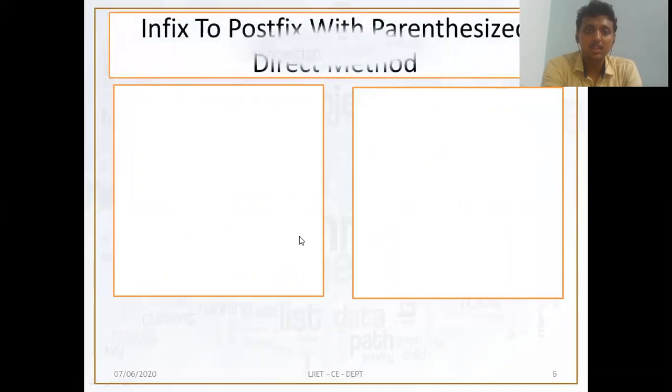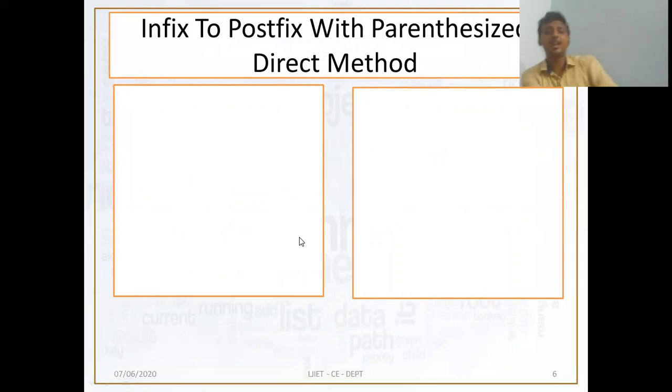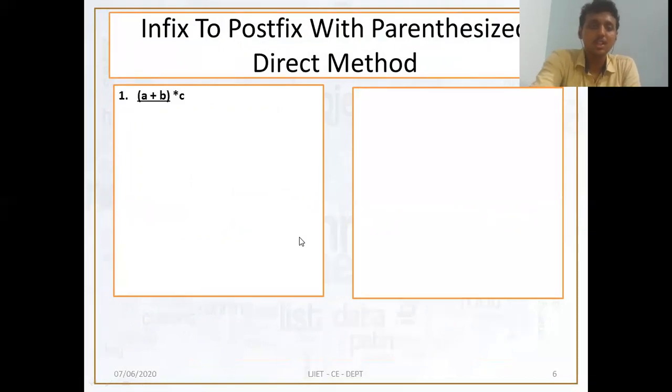Now next is how to convert infix to postfix with parenthesized expressions using the direct method. Okay, this is not a tabular method, this is the direct method. So how can we solve this? The first equation is (a plus b) star c. See students, here I have already underlined it, and this part will be executed first. Why? Because it has brackets. According to the rule, plus and star, star has a higher precedence. So we need to solve it.